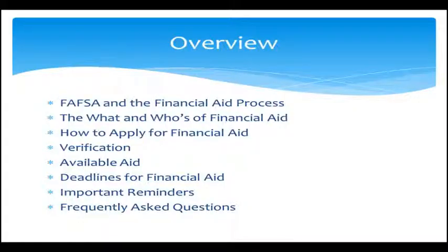So this is an overview of what I'll be talking about, the who, what, where, when, how, and why of financial aid. I'm going to start with the financial aid process. I'll give you a visual in just a minute to see the cycle of the application process for financial aid and all the steps that are involved in that. And then we'll talk about who has to apply for financial aid, who is involved in that process, what types of financial aid, how and where to apply, and then some other important points to remember about your financial aid.